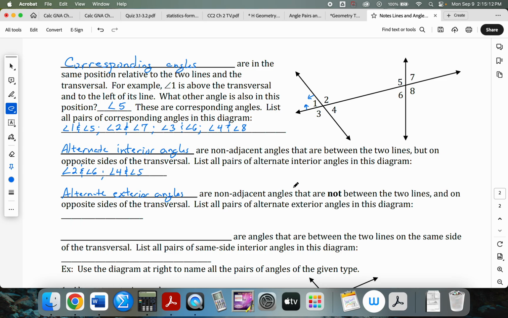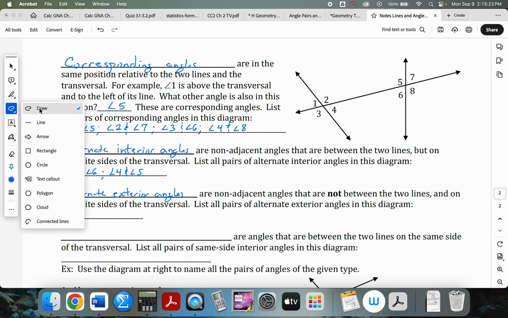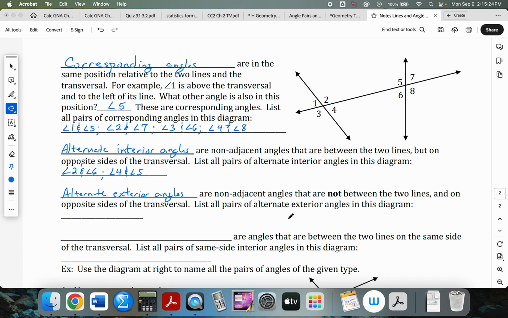These are also non-adjacent angles that are not between the two lines. So between the two lines, internal, not between the two lines, external, and on opposite sides of the transversal. So for example, angle 1 and not 3, because those are adjacent.